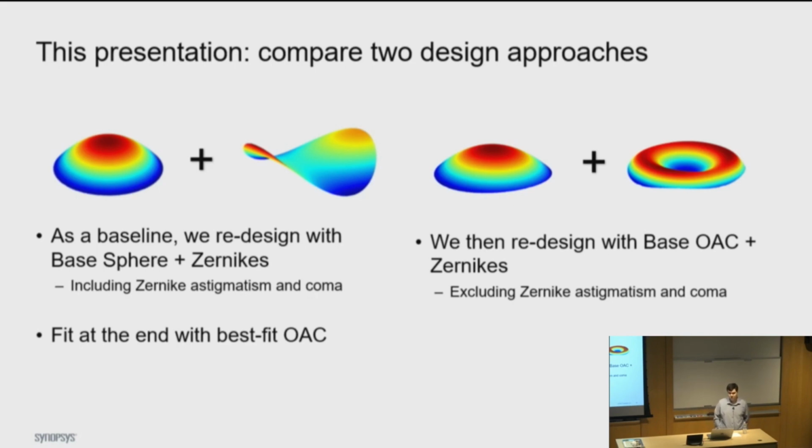Comparing against this, we are going to redesign this system with base off-axis conics from the start. We're still going to use Zernikes to describe our freeform departures, but we're going to exclude the Zernike astigmatism and Zernike coma terms. So they can't be present in the freeform departure part because those parameters simply aren't going to be used. So left-hand side is the baseline, right-hand side is what we're going to be testing.